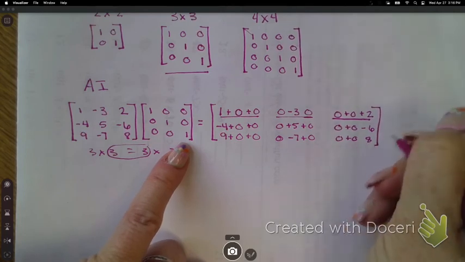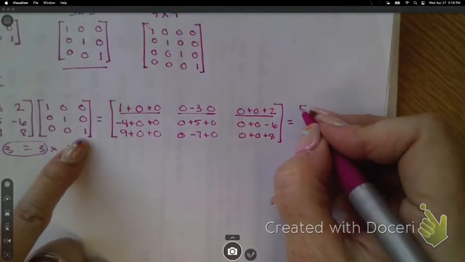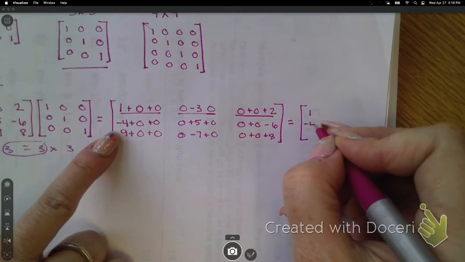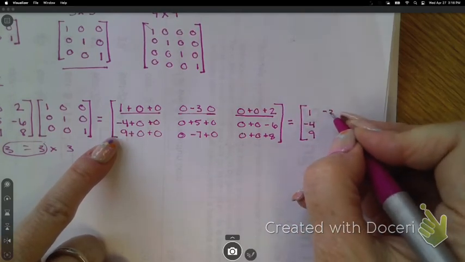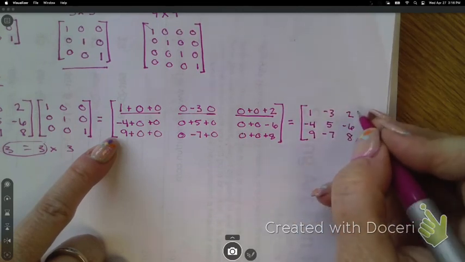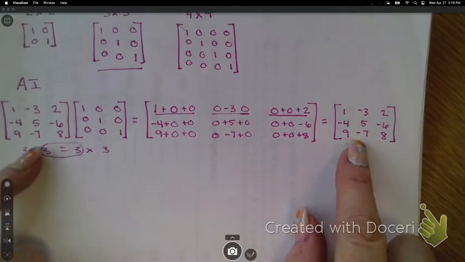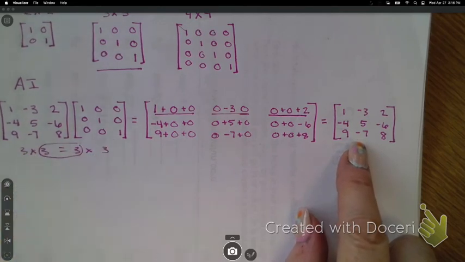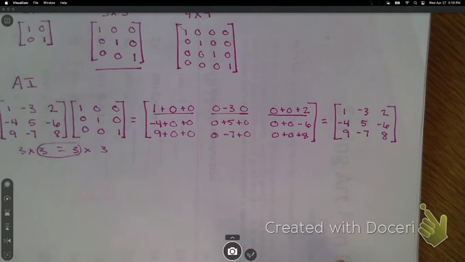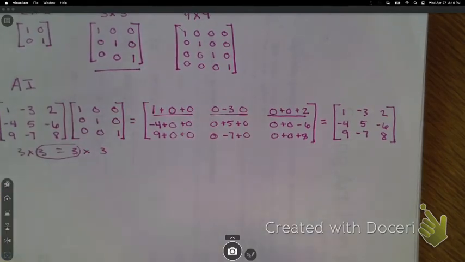Will you put a plus sign in there? Oh, yes. So when I do this, I get 1, -4, 9, -3, 5, -7, 2, -6, 8. So did I get what I started with? Wait, so what's the point in this? Just to show you that it does. When we solve, eventually we'll work towards solving equations and we'll need that. It just shows you that. The point of it is to practice the matrix multiplication and just show you that's what it is.